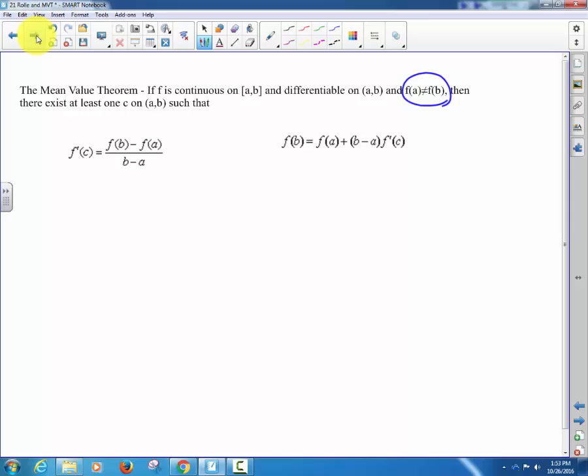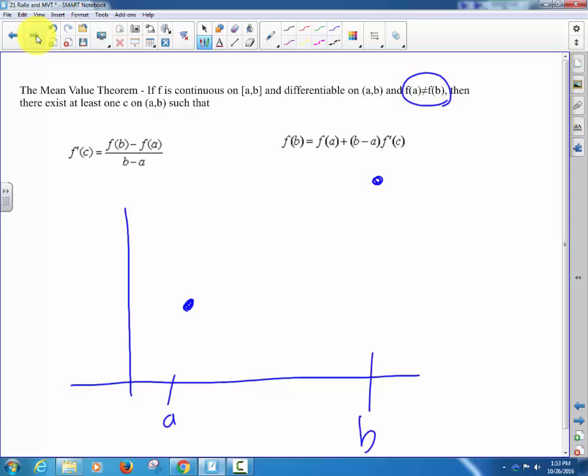Okay? So let's see if we can get a picture of what this says. Mean value, F's continuous, F's differentiable. That's the same as we had before. But now the endpoints are not at the same height. They don't have the same Y value. Okay? Boom. Now, I'm going to draw just a couple of examples up here so we'll have something to discuss maybe. There's one.